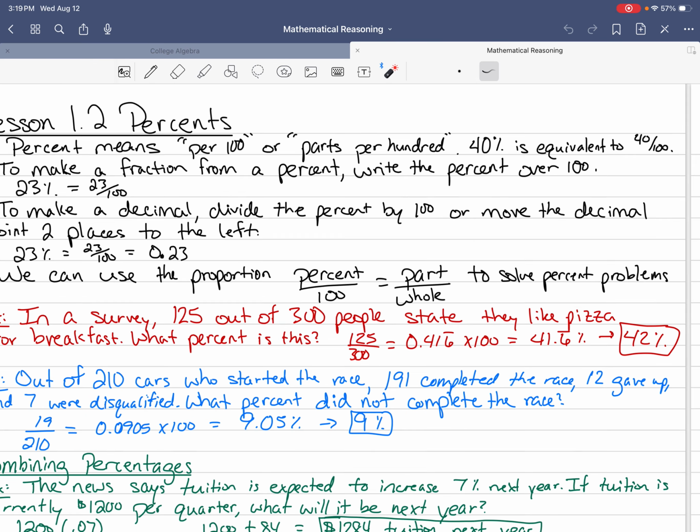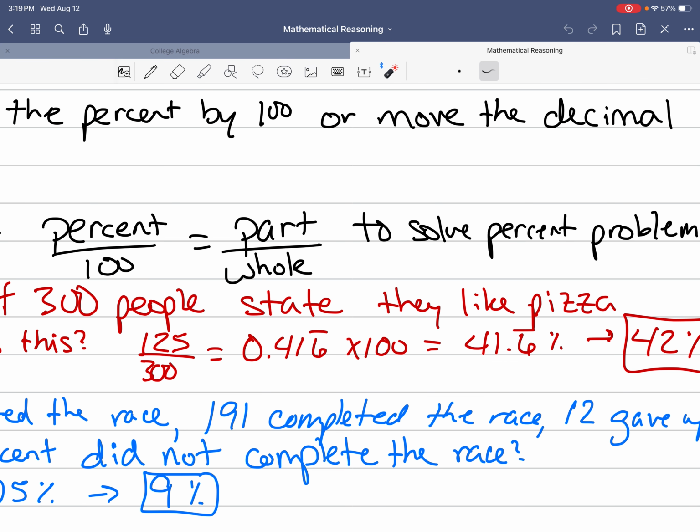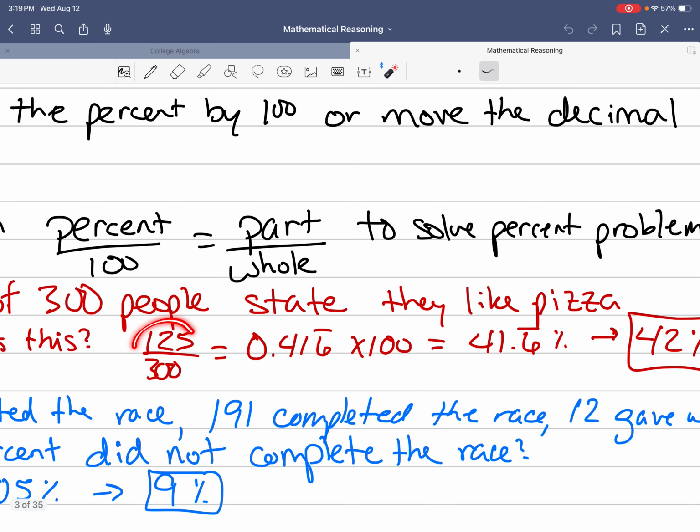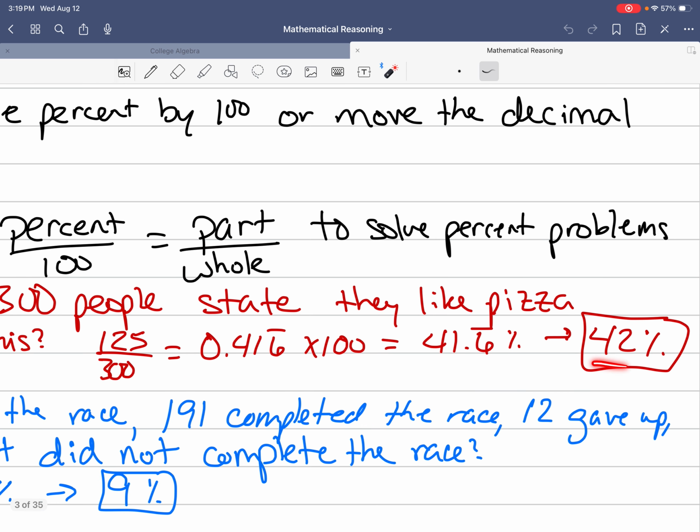Again, a more traditional route that people like to do with percents is we simply do the partial over the whole. So 125 over 300 is 0.416 with the 6 repeating. That is the decimal, and then we want to make it into a percent. So multiply by 100, and it comes out to 41.6 repeating percent, which we can round up to 42%.